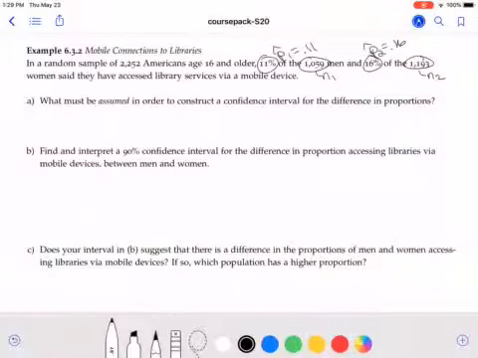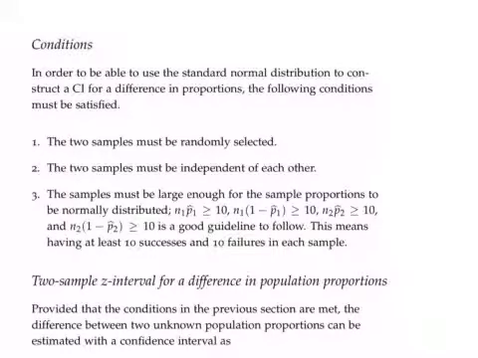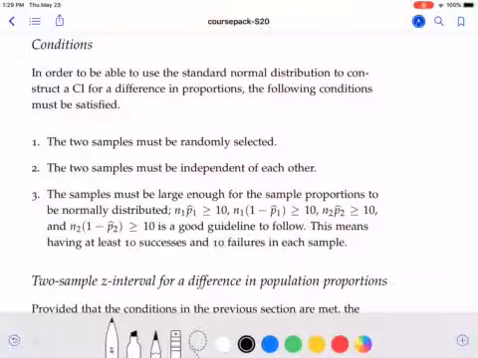We're asked what must be assumed in order to construct a confidence interval for the difference in proportions. So if you go back to the previous page, that is where we have our conditions. We have that the two samples must be randomly selected. They must be independent of each other. In addition to that, we need to have our sample sizes be large enough so that these four things are all met. So these are an "and." They all four have to hold.